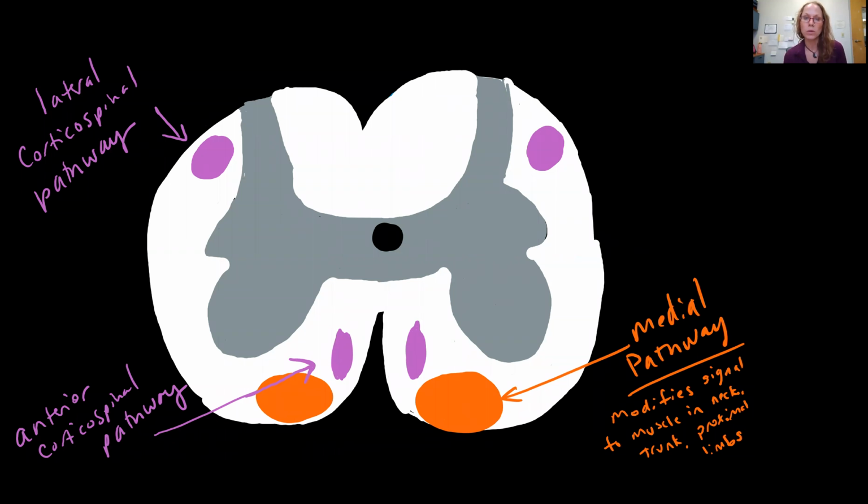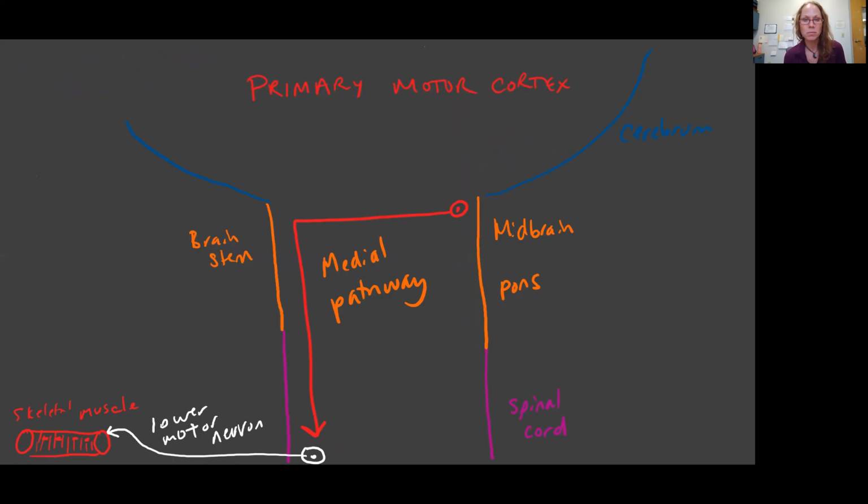Next, let's take a look at what's called the medial pathway. The medial pathway is going to actually modify the signal to skeletal muscle in the neck, the trunk, and the proximal limbs. So that's going to be like arms. Notice that the medial pathway has its upper neuron in the midbrain. So now we're in the brain stem. So this is unconscious modification on that lower motor neuron, changing the way that our body is moving.